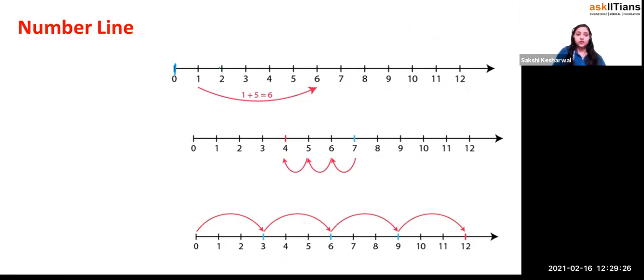Okay, just see over here. If you have a number line, right? So basically this is your number line, and you have to make a number line like this. It says that if you're going to add a number, so what happens, beta? If you're going to add a number, it says 1 plus 5. So you will go from 0 to 1, right? And then you will go 5 steps ahead, right?